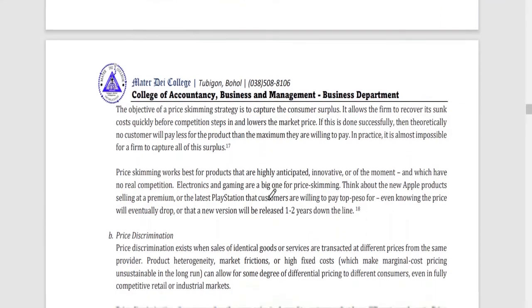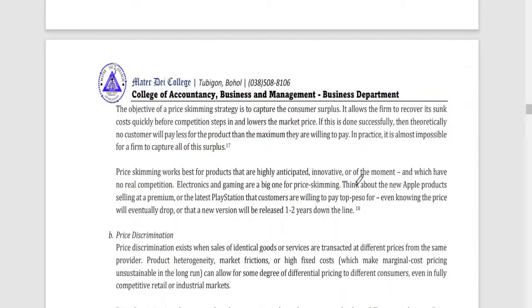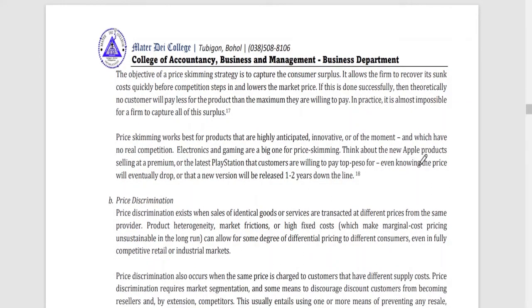Price skimming is suitable for products that are highly anticipated, innovative, or of the moment, and which have no real competition. Example would be electronics and gaming. So think about the new Apple products selling at a premium, or the latest PlayStation that customers are willing to pay top peso for, even knowing the price will eventually drop, or that a new version will be released 1 to 2 years down the line.